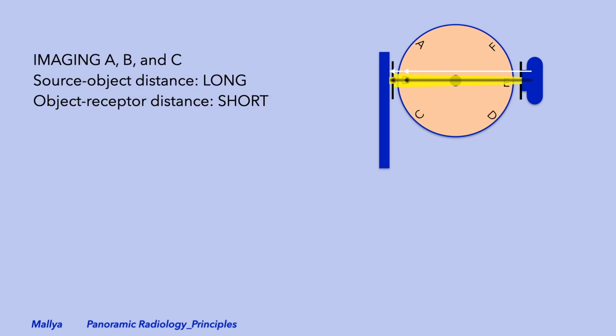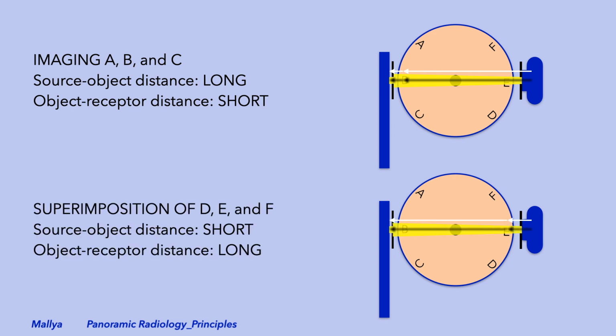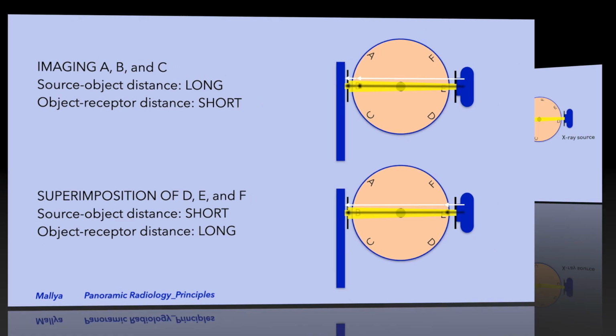Now let's consider the geometry for the image projections for these structures. When structures A, B, and C are being imaged, the source object distance is long and the object receptor distance is short. With this geometry, image magnification and unsharpness are minimized, and thus structures A, B, and C will cast sharp images. In contrast, note that when structures D, E, and F pass through the beam, the source object distance is short and the object receptor distance is long. This makes the images of structures D, E, and F magnified and markedly unsharp.